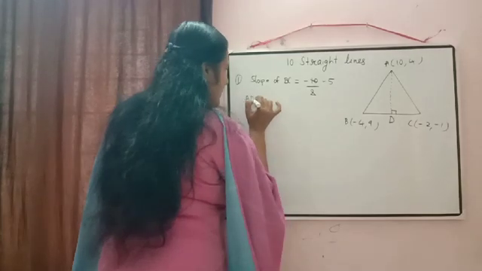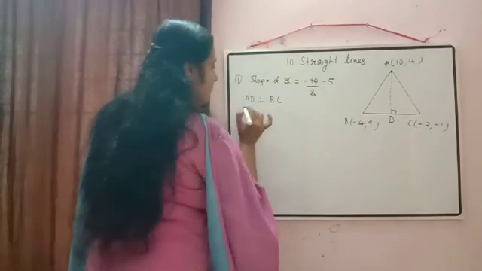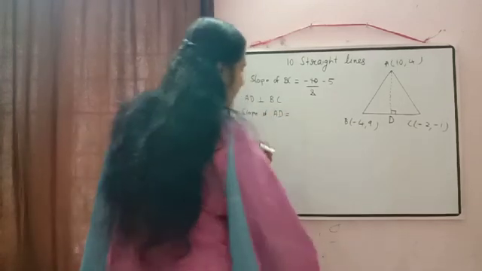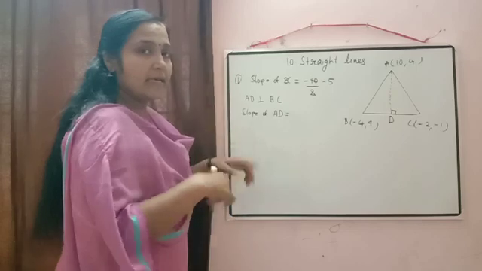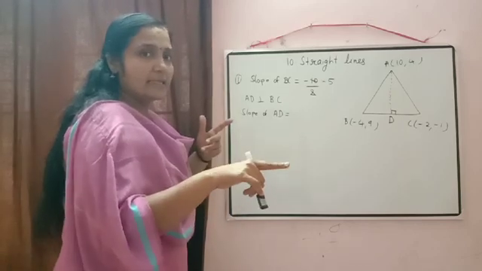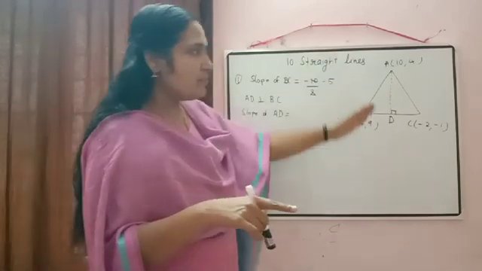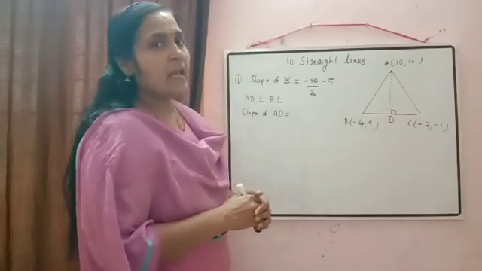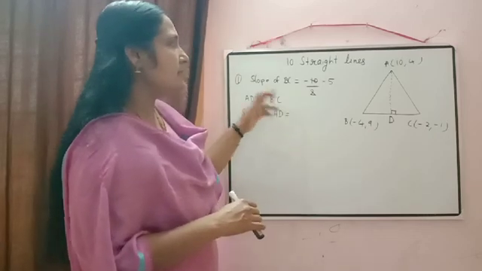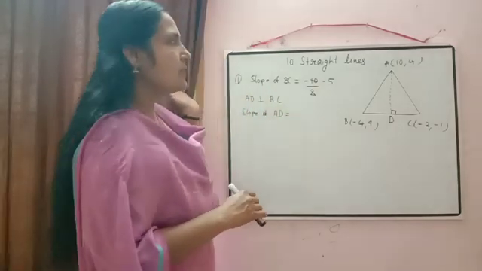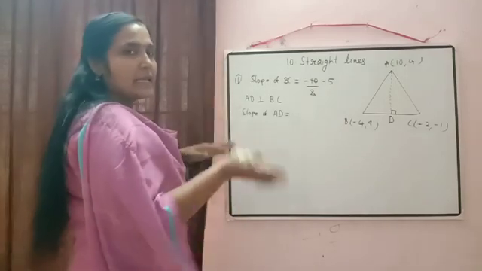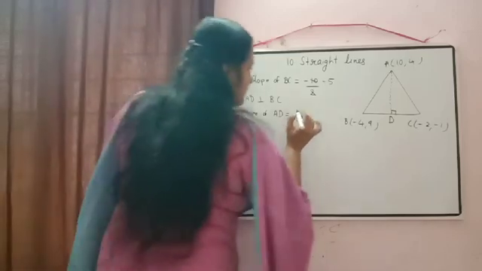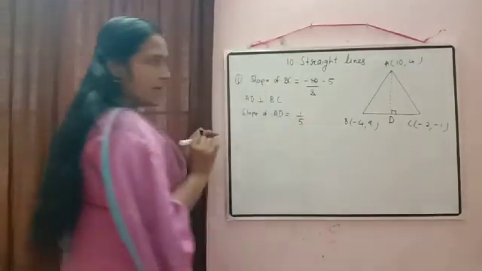Now we will write down here, AD is perpendicular to BC. Therefore, what will be the slope of AD? Yes, take the reciprocal and change the sign. We know that if two lines are perpendicular to each other, the product of their slopes is equal to -1. So the easy method is, if the slope of BC we got is -5, take the reciprocal and change the sign. So the slope of AD will be equal to plus 1 by 5.